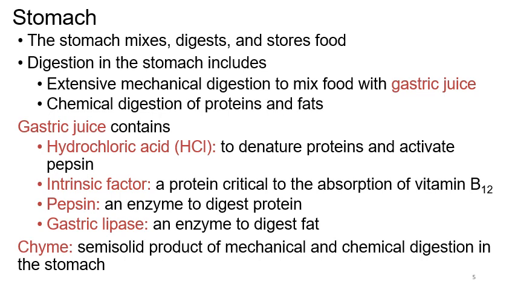Pepsin is an enzyme to digest protein. And gastric lipase, remember, you see the ASE, it is an enzyme. It's an enzyme to digest fat. So with lipase, you think of fat, and with ASE, you think of enzyme. Chyme is a semi-solid product of mechanical and chemical digestion in the stomach.